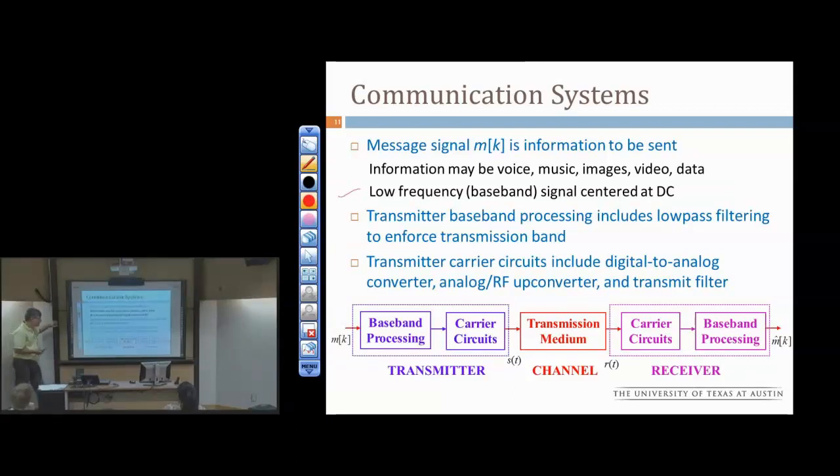And then after baseband processing, the carrier circuits will do whatever is needed to go from this baseband discrete time signal to some other carrier frequency. So the carrier circuits may be as simple as a D to A converter and a power amplifier, possibly a filter that follows the power amp. Or it could be more complicated than this. It could be a series of up conversion stages to RF. Lots of possibilities.